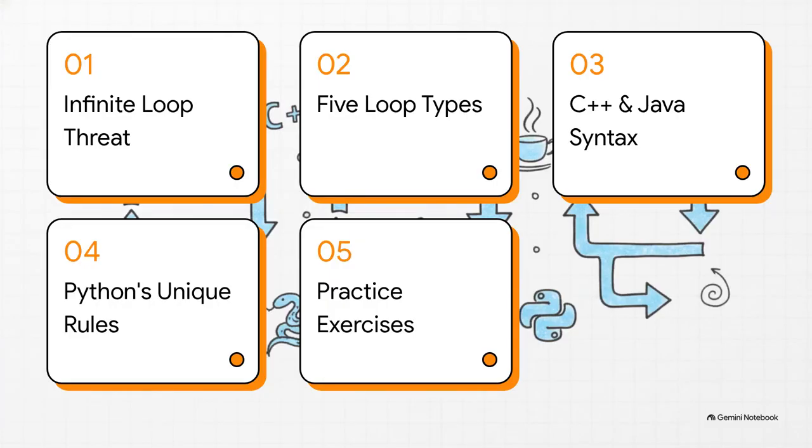So here is our roadmap for this explainer. We'll start with the infinite loop threat, look at the 5 loop types, cover C++ and Java syntax, dive into Python's unique rules, and finally, wrap up with some practice exercises.